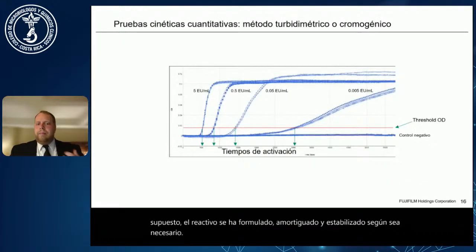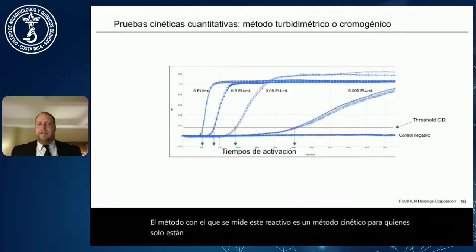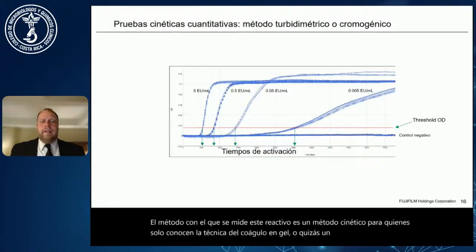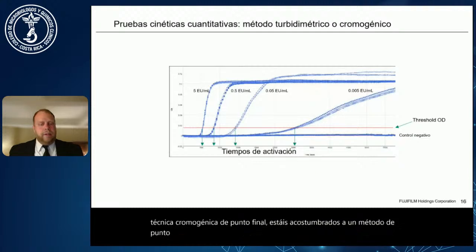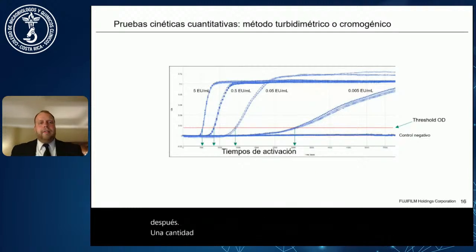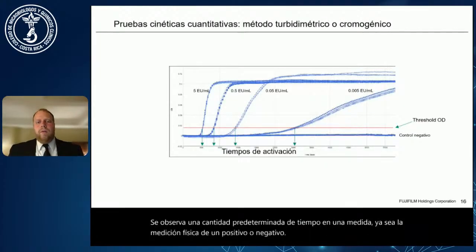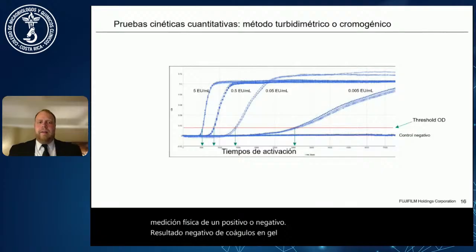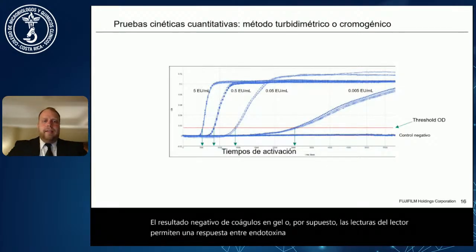The method by which this reagent is measured is a kinetic method. For those of you that are only familiar with the gel clot technique, or perhaps an endpoint chromogenic technique, you are used to an endpoint method, essentially where after a predetermined amount of time, a measurement is observed, whether it is the physical measuring of a positive or a negative gel clot result, or of course, readouts from the reader that allow for a response of standard endotoxin versus the intensity of that signal.